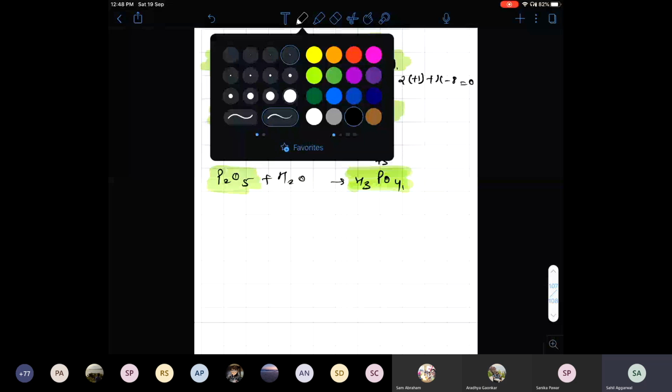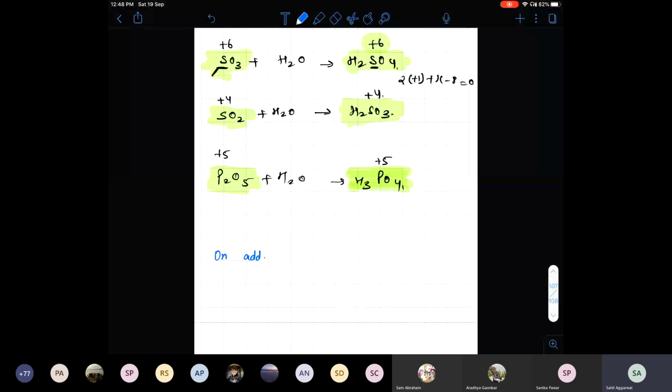Excuse me, sir. Here we calculated the oxidation state for some elements. So how is it helpful? For what purpose? I didn't get it. Can you please repeat? We found the oxidation state for sulfur and others, so how is it helpful? See, do you know what is oxidation and reduction? Yes, sir.